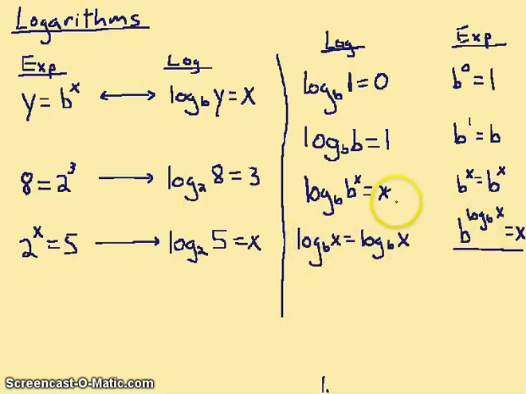So this shows you that exponentials and logs are inverses of each other. If I put an exponential inside a log, I just get the exponent. If I put a log inside an exponential, I just get what was in the log. So as long as the bases match, that'll always be the case. And we'll go ahead and do a couple of problems here next.